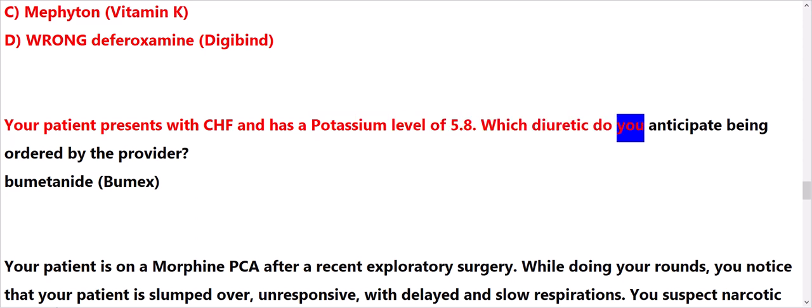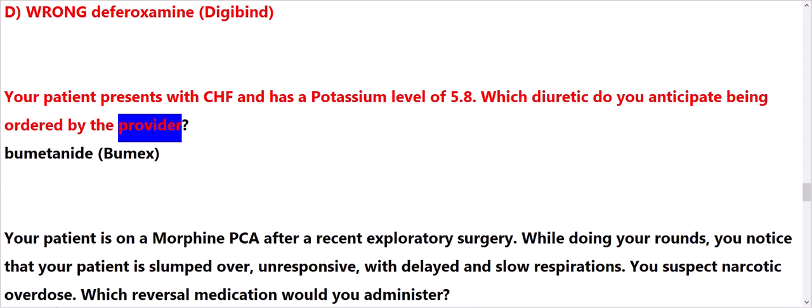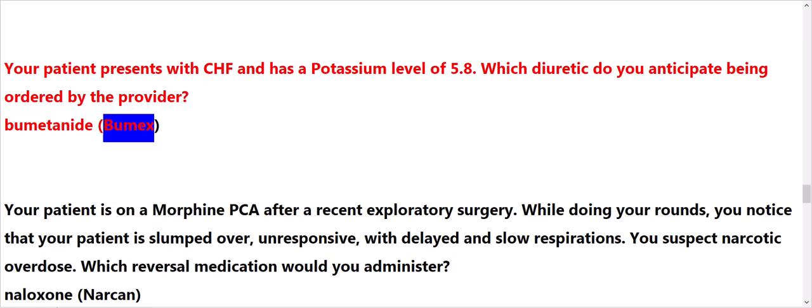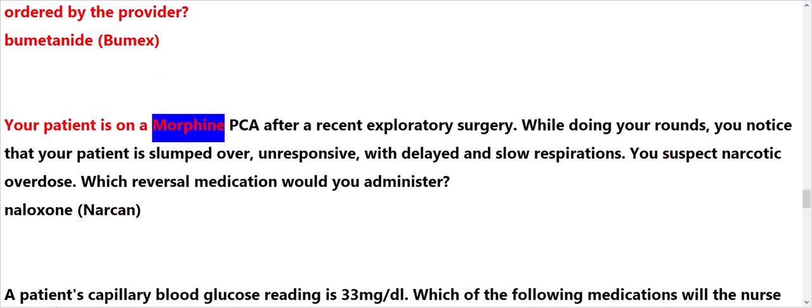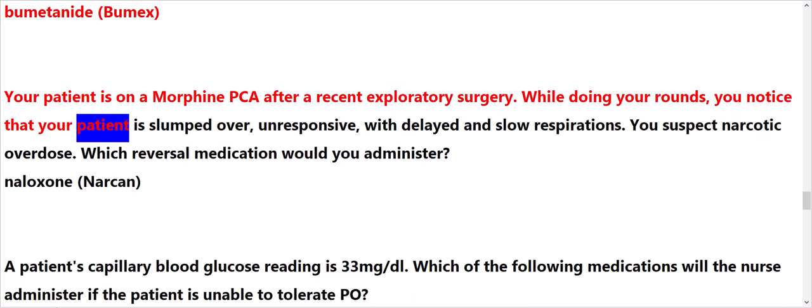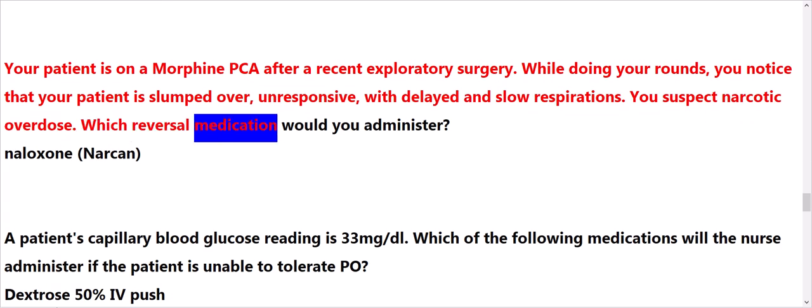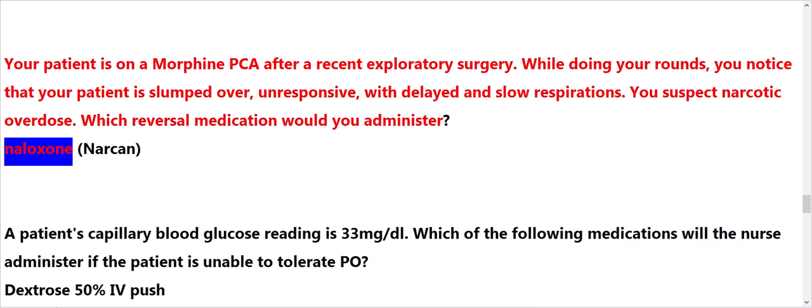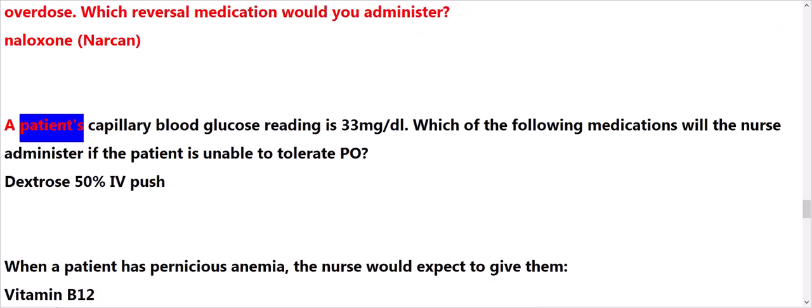Your patient presents with CHF and has a potassium level of 5.8. Which diuretic do you anticipate being ordered by the provider? Bumetanide, Bumex. Your patient is on a morphine PCA after a recent exploratory surgery. While doing your rounds, you notice that your patient is slumped over, unresponsive, with delayed and slow respirations. You suspect narcotic overdose. Which reversal medication would you administer? Naloxone, Narcan.